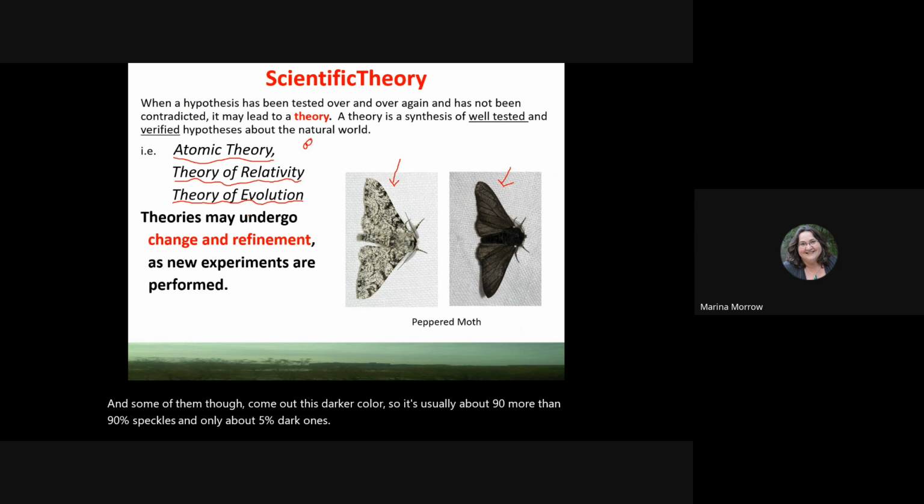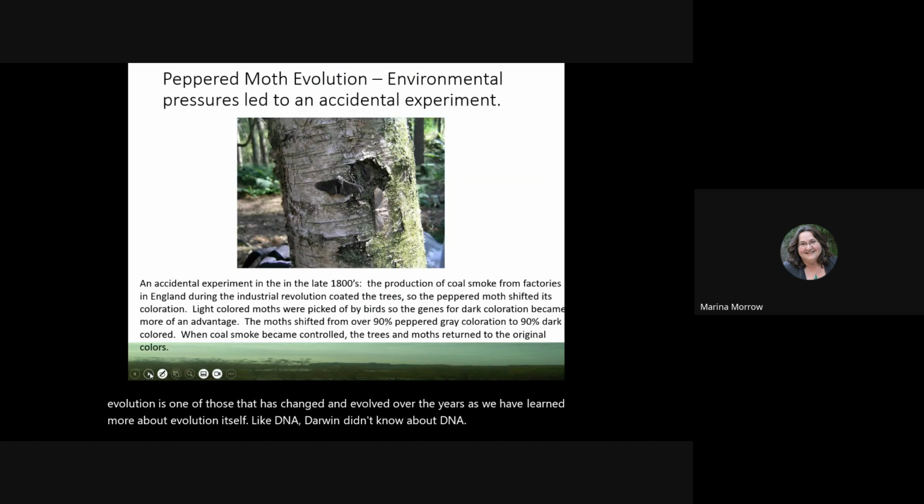So the idea with theories is that they undergo change and refinement. And the theory of evolution is one of those that has changed and evolved over the years as we have learned more about evolution itself, like DNA. Darwin didn't know about DNA. Okay, so the pepper moths are showing how environmental pressures can change the genetics of a species.